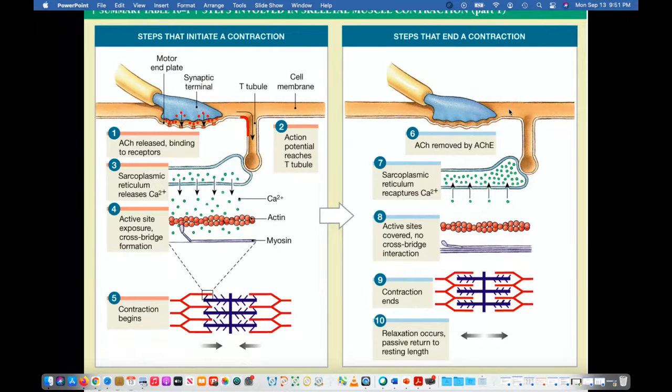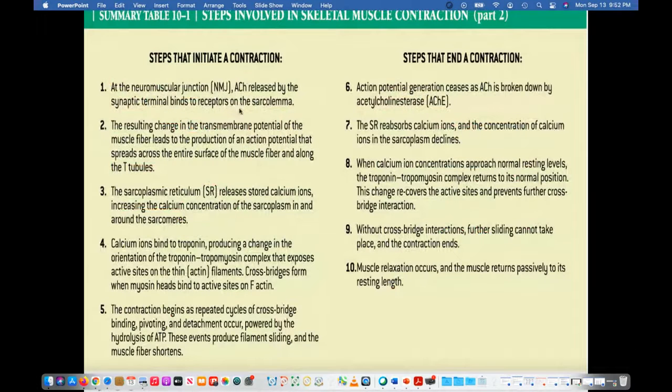Well, if there's no more acetylcholine, then that means there's no sodium rushing in, there's no excitation, there's no more calcium that's going to be released, so calcium gets put back in its storage container in the sarcoplasmic reticulum. If there's no more calcium being released, then there's no more contact between the myosin heads and actin. So the binding sites are covered again. And the contraction ends, and it goes back to relaxation. So you can review those steps. They're here, you can pause it, but this is basically everything that takes place, okay?